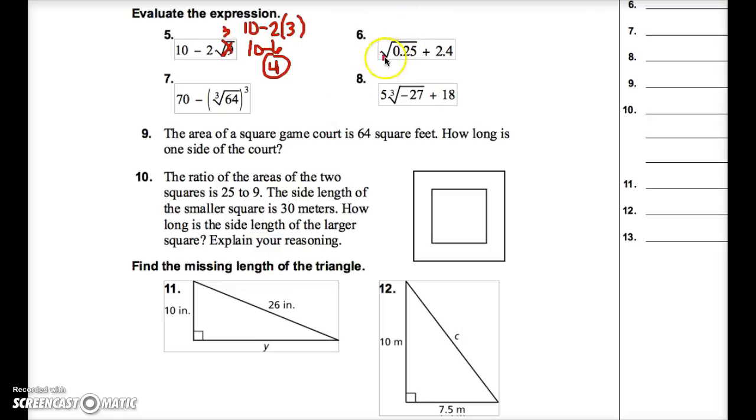Number 6, we have the square root of 0.25 plus 2.4. Well, that square root ends up being 0.5, or 5/10, and then we're going to add 2.4, so our answer becomes 2.9.